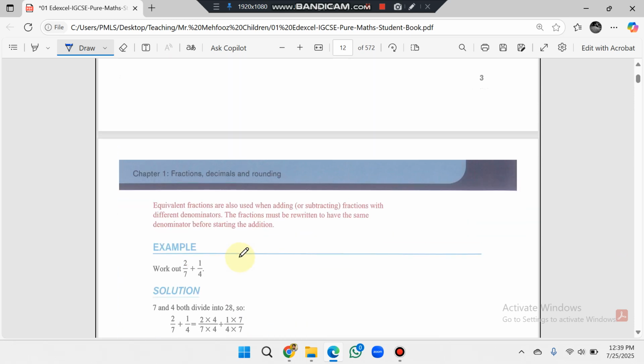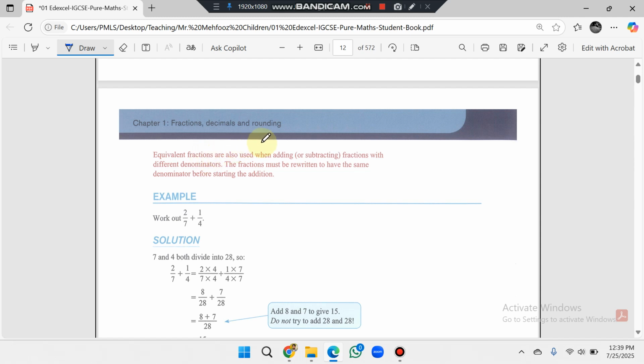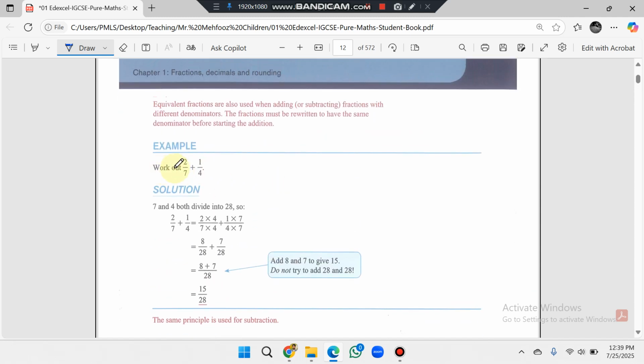Next one is equivalent fractions are also used when adding or subtracting fractions with different denominators. The fractions must be written to have the same denominator before starting, right? So in this case you can see: work out 2 over 7 plus 1 over 4. In this case the denominator is 7 and in this case the denominator is 4. So first of all we have to equate the denominators. So we multiply the first fraction by 4 over 4 and the second fraction by 7 over 7.